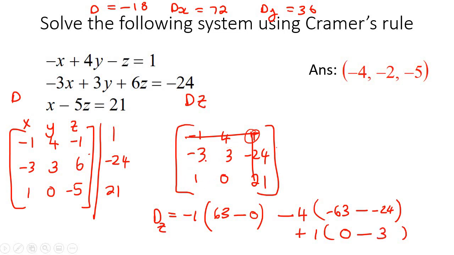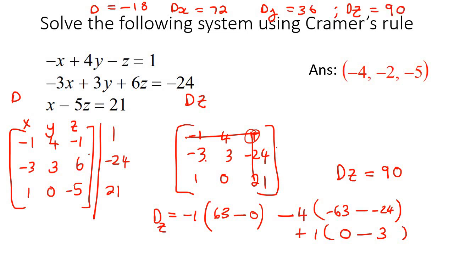That's it. We're going to type that all in on the calculator, and that is going to give us 90, okay? So the determinant of the z is 90. So I'm going to fill that in over here. dz is equal to 90.